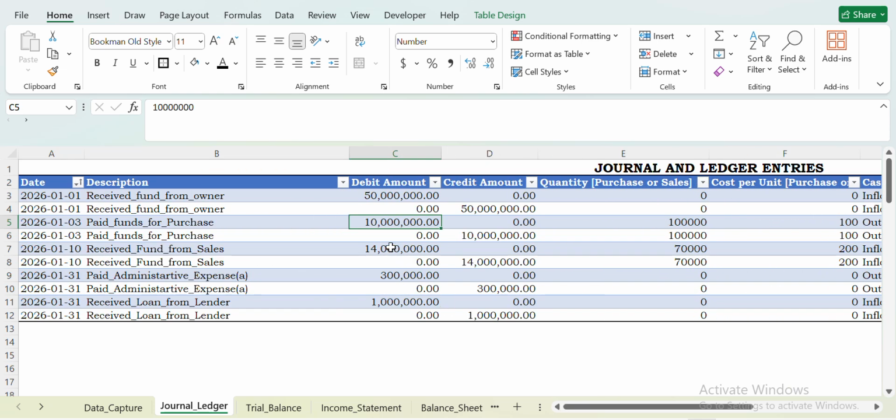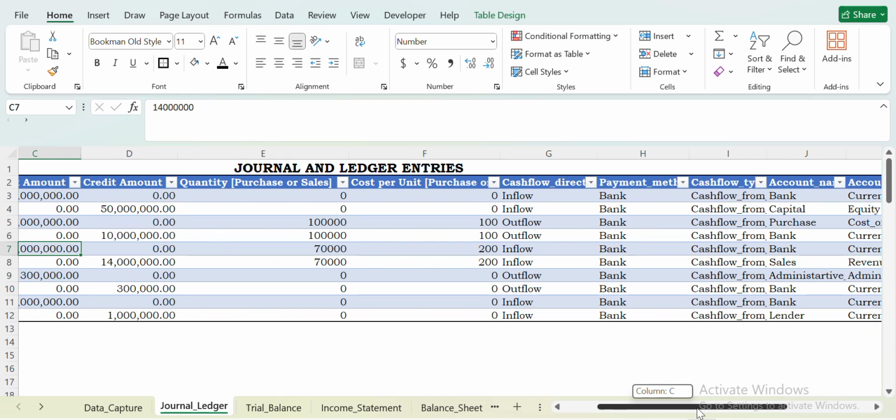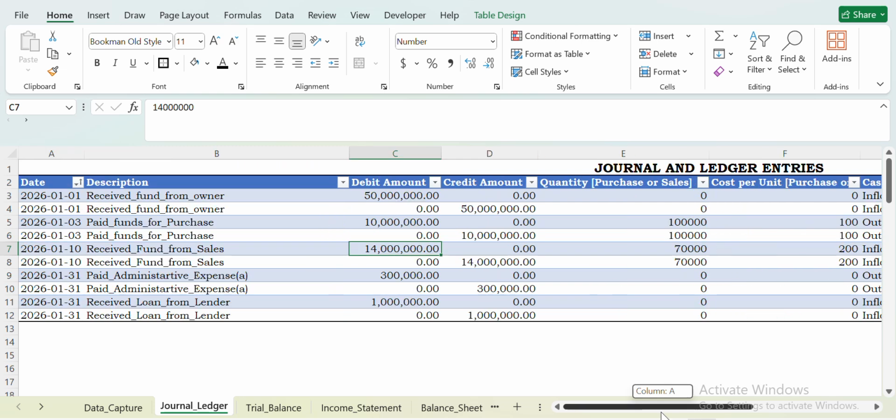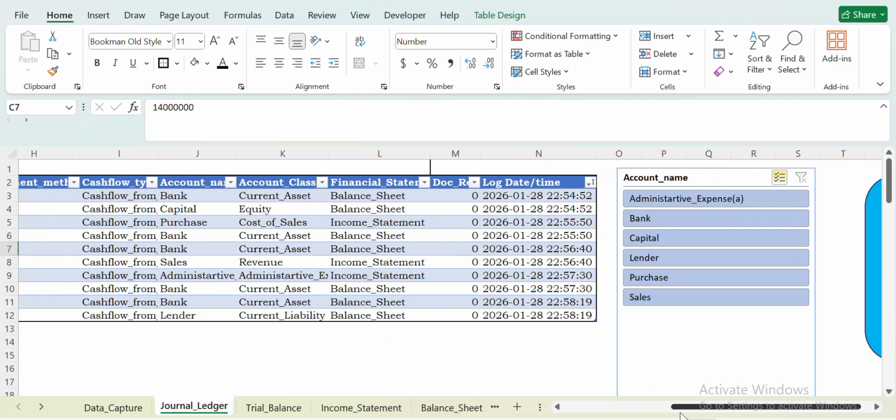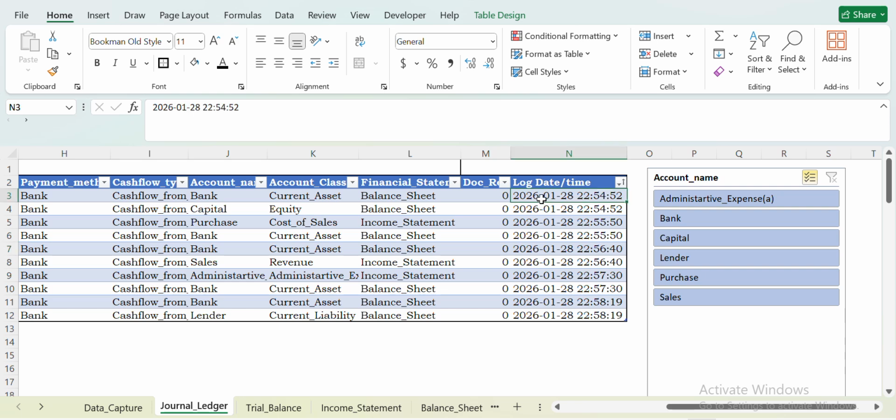And like that for the sales, it automatically debited bank and credited sales. Same thing for the admin expenses and the loan received. So this is how the journal entry will look. And the amazing thing is that it will also show you, for audit purposes, the log dates and time at which those transactions were captured. You can see the first transaction we posted was done on this day and at this particular hour, minute, and second, and likewise for the rest of the transactions.